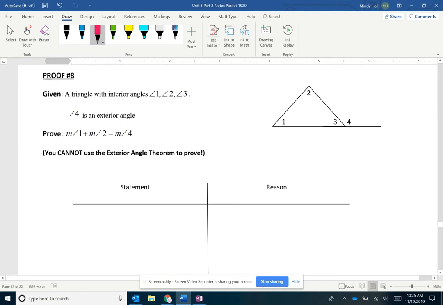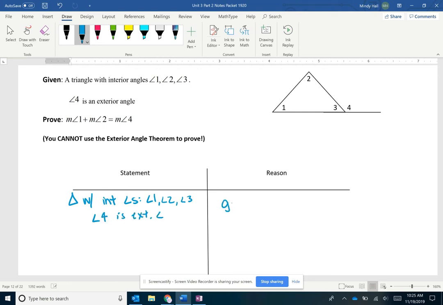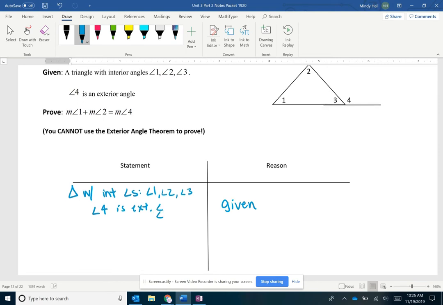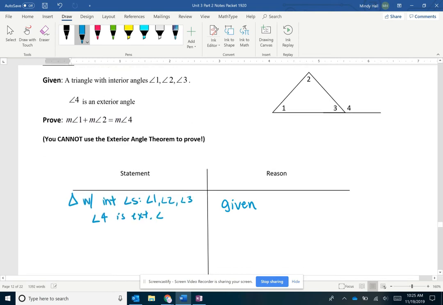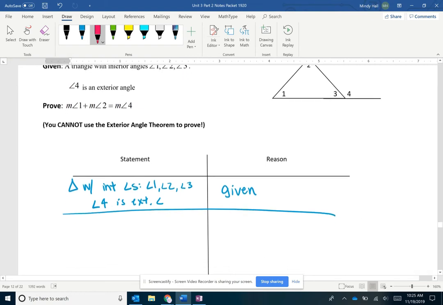So we have proof number 8 now, and we are given a triangle with interior angles of angle 1, angle 2, angle 3, and angle 4 is an exterior angle. So given this information, we want to prove that measure of angle 1 and 2 is 4. And we cannot use the exterior angle theorem because this would just make it a two-step proof.